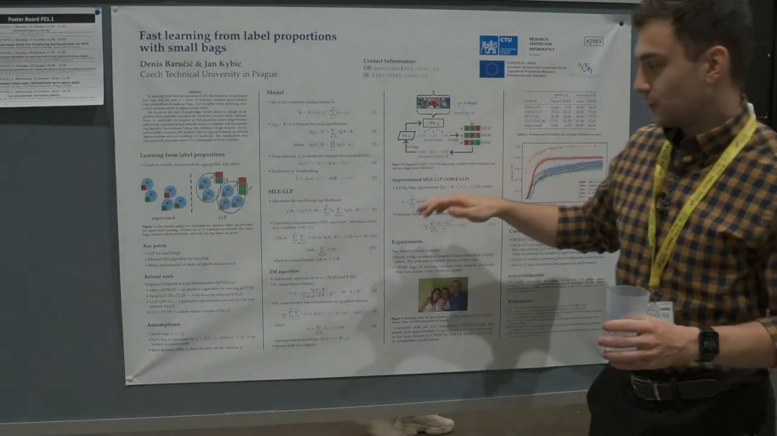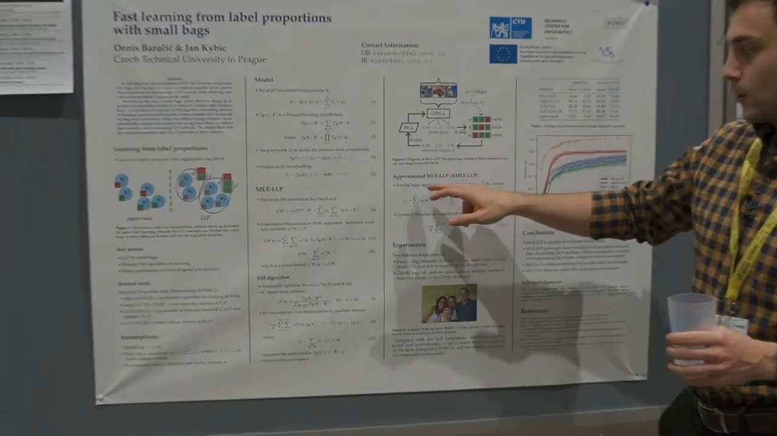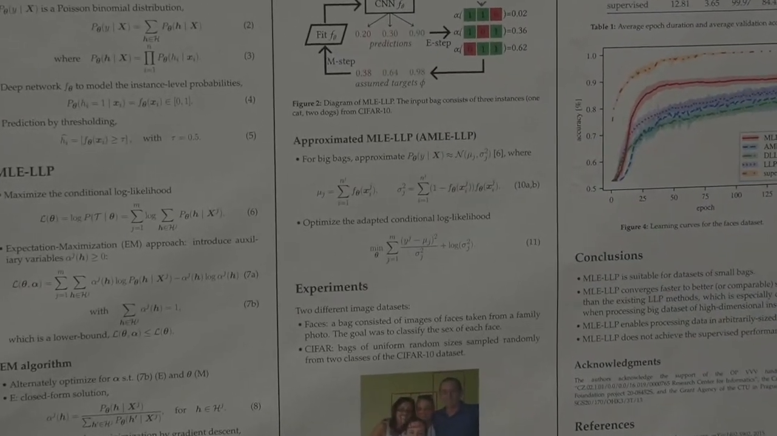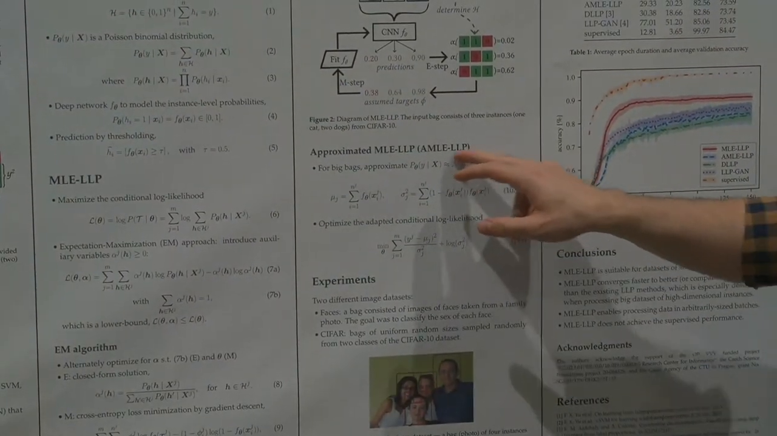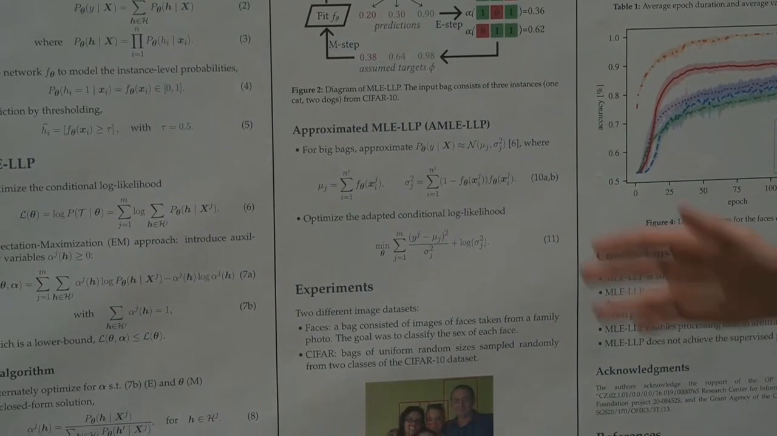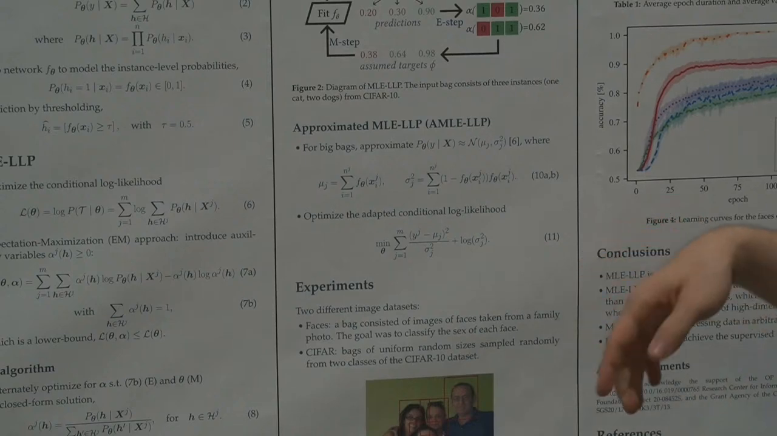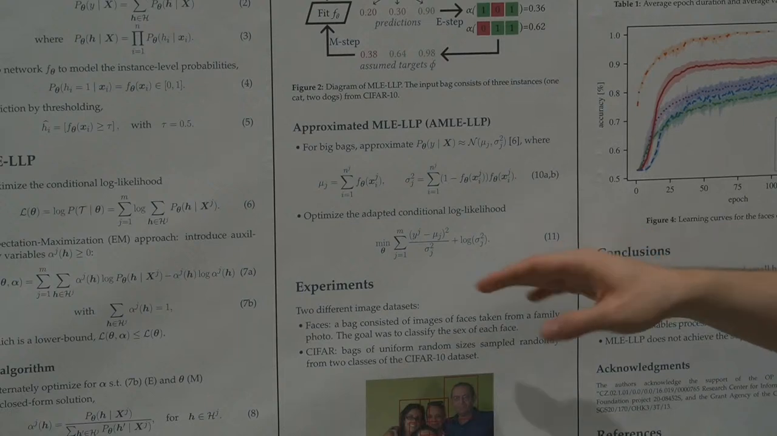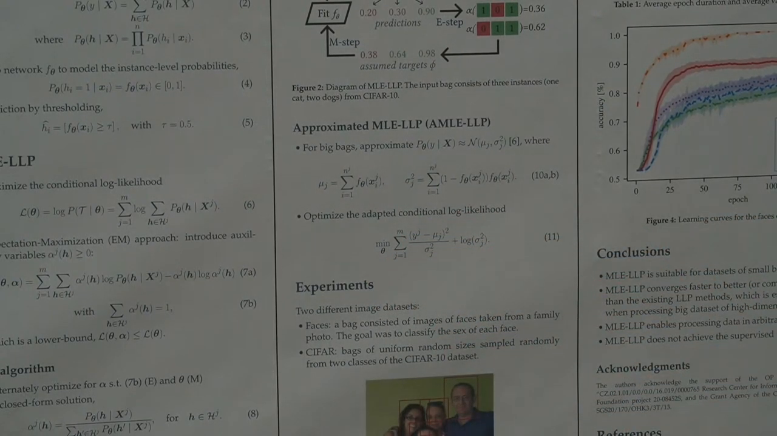So to experiment even with this maybe generalized case, we tested this approximated version where we replaced the Poisson binomial distribution with a normal approximation. There is a straightforward optimization: you just plug it into the conditional log likelihood and you get this objective, which can be easily trained using gradient descent.